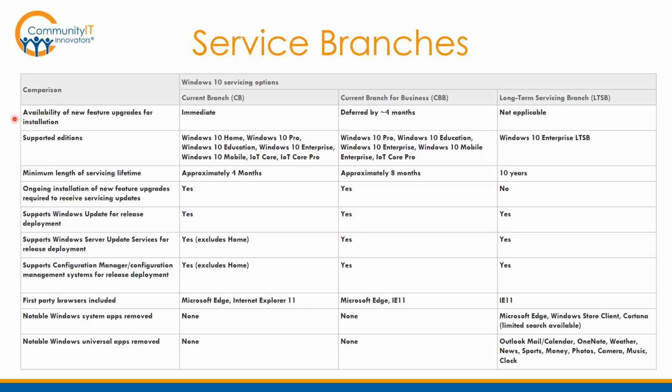The support editions: current branch is for all editions, but home is forced to be on the current branch. If we're in a pro or enterprise license, we can do current branch for business. And long-term servicing branch is available only to the enterprise SKU. So the other items here we've covered mostly in detail.